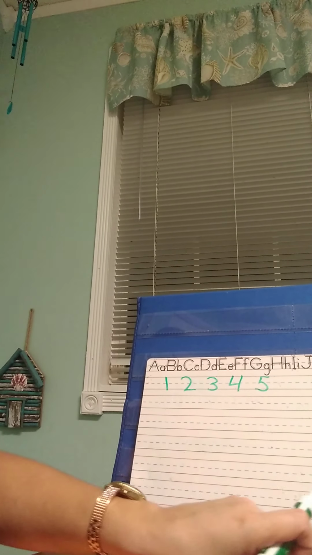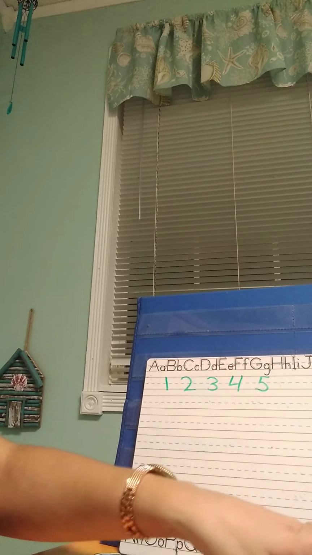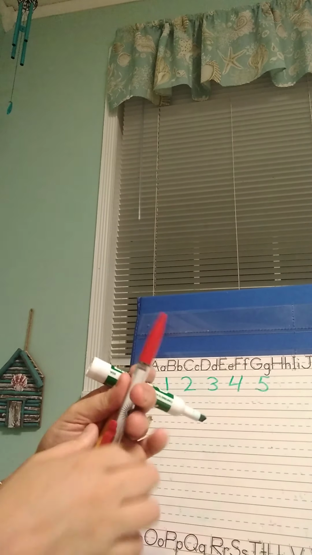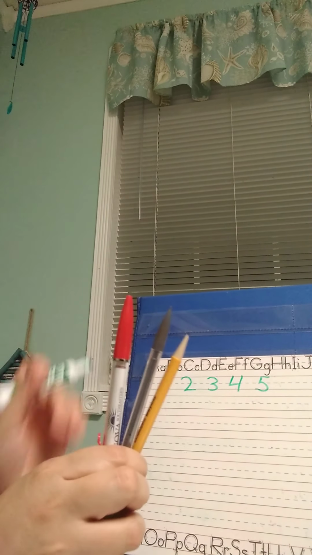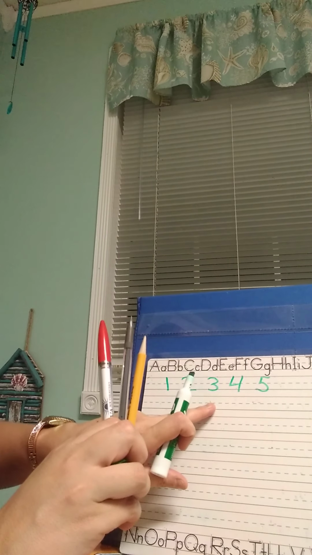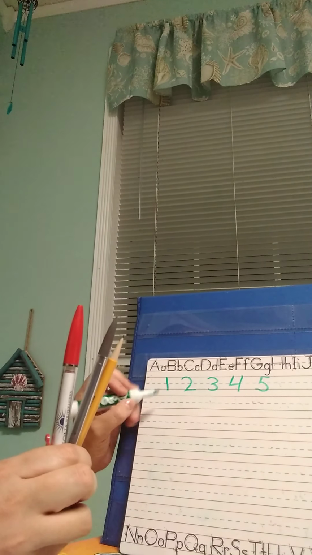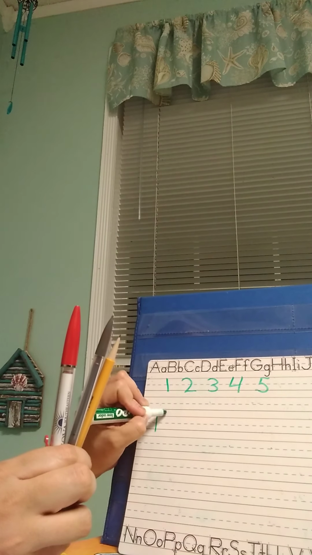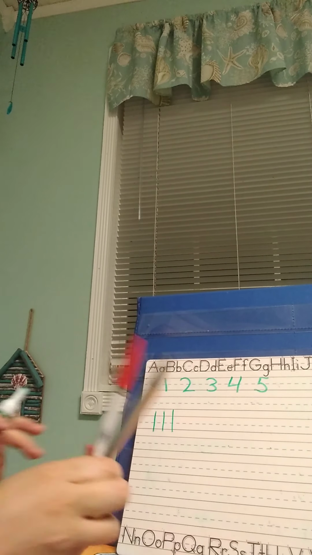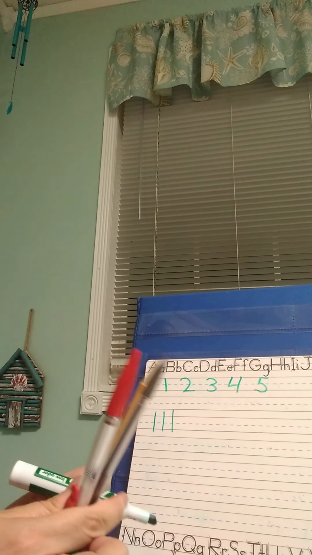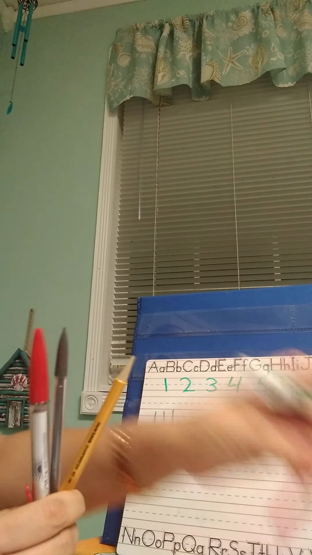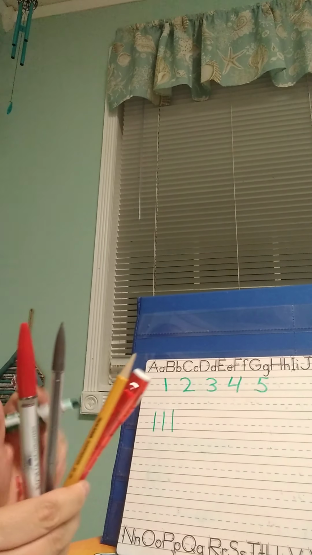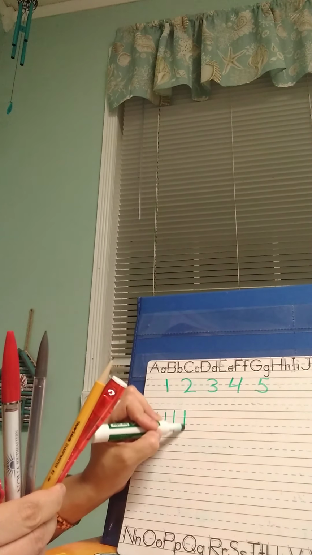So let's say I want to count a few objects. I have 3 pencils. Now, instead of doing the number 3, I can just do 3 straight lines. 1, 2, and 3. And then I'm showing that I have 3 pencils. If I add another pencil, then I will have 4. So I'm going to make another tally mark.